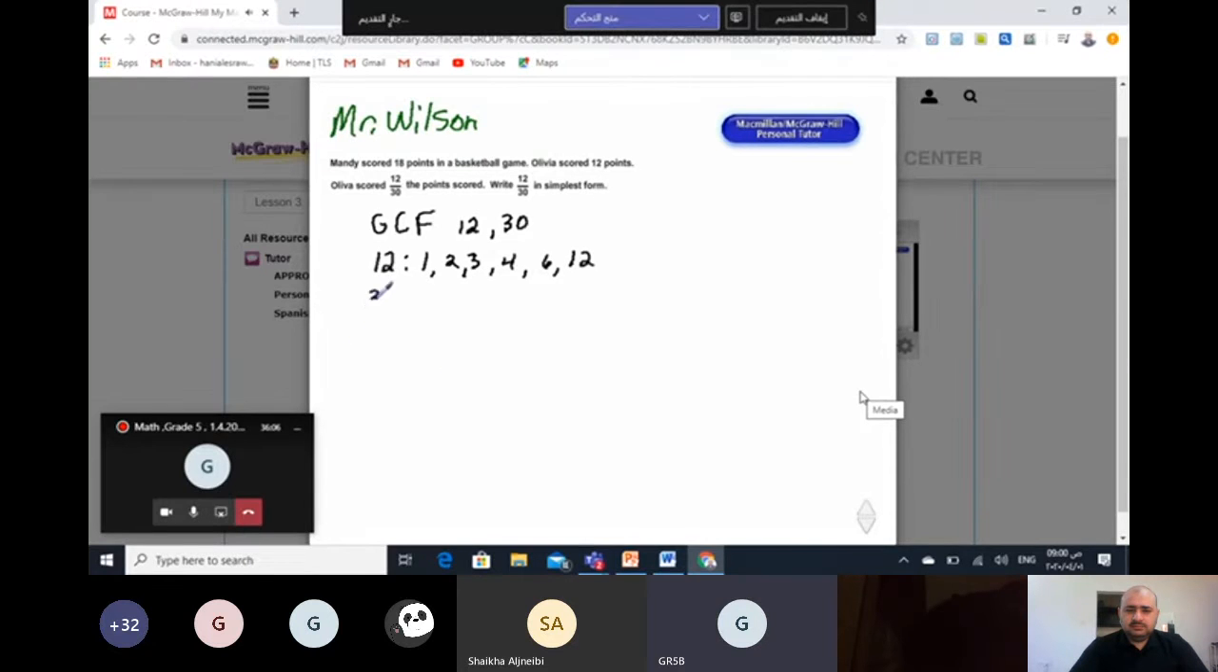Our factors of 30 are 1 and 30, 2 and 15, 3 and 10, and 5 and 6. If you look at both of these numbers, their greatest common factor would be the greatest number that they both have in common. In this instance, they both share the number 6. So the GCF, or the greatest common factor, for these two numbers is 6.